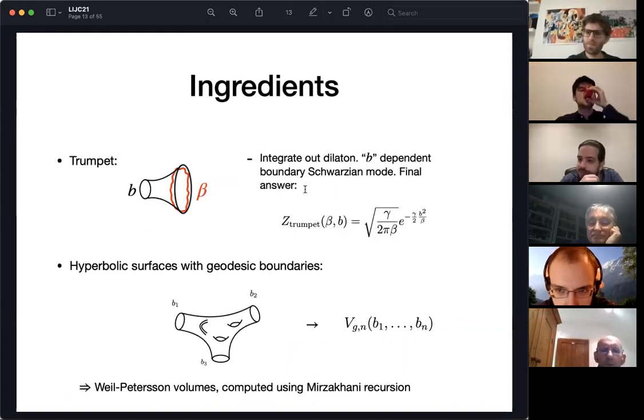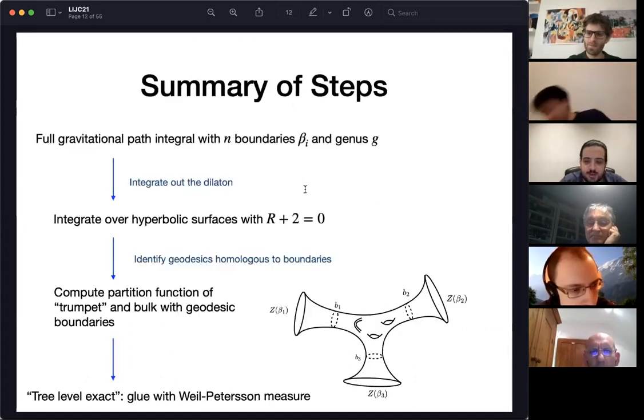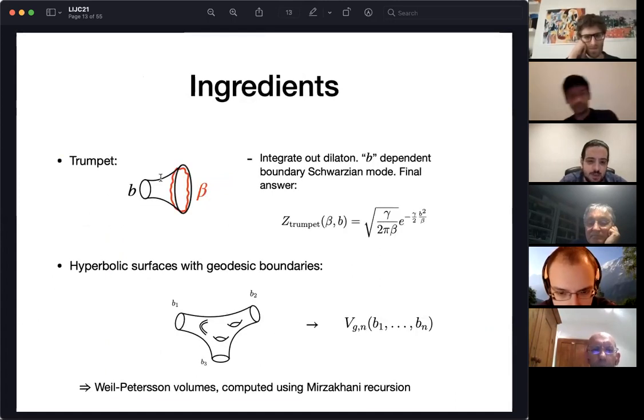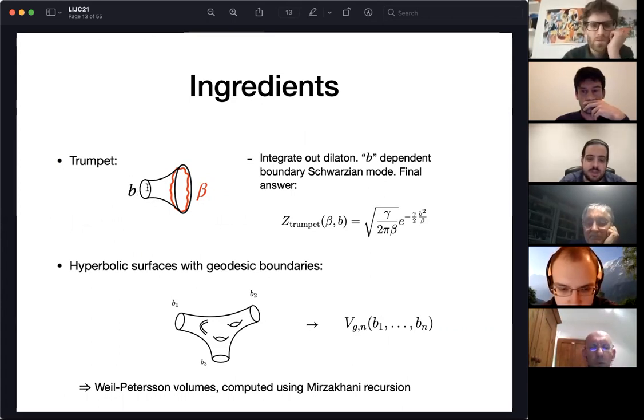Is there any other? Okay, I guess I should move on. Hopefully now we're on the same page about what this means. So the ingredients that we need are the partition function on the trumpets as a function of boundary length b. I didn't mention it, but this is independent of the twist. This path integral doesn't depend on the twist, though of course the twist is something about how you glue, and the hyperbolic surfaces with geodesic boundaries.